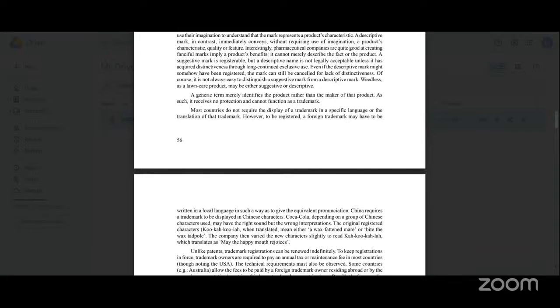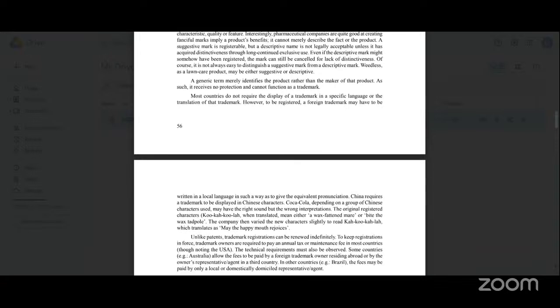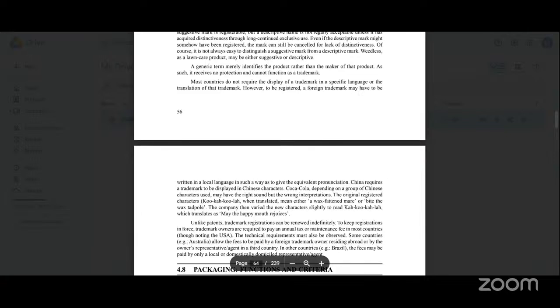Whereas a descriptive name is not legally acceptable unless it has certain distinctiveness through long continued exclusive use. So, even if the descriptive mark might somehow have been registered, the mark can still be cancelled for lack of distinctiveness. That is why we have been repeatedly saying that the product has to be distinctive in nature. So, Weedless, for example, as a lawn care product may be either suggestive or descriptive.